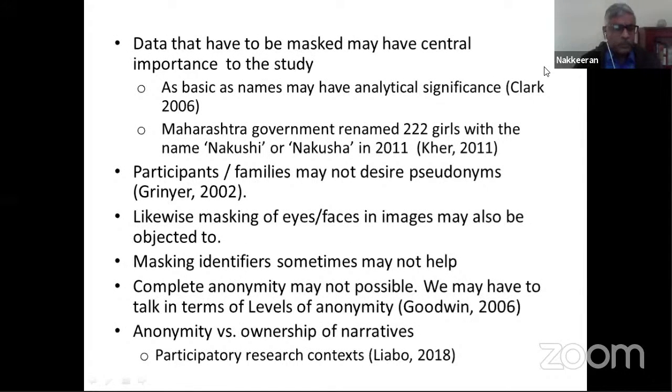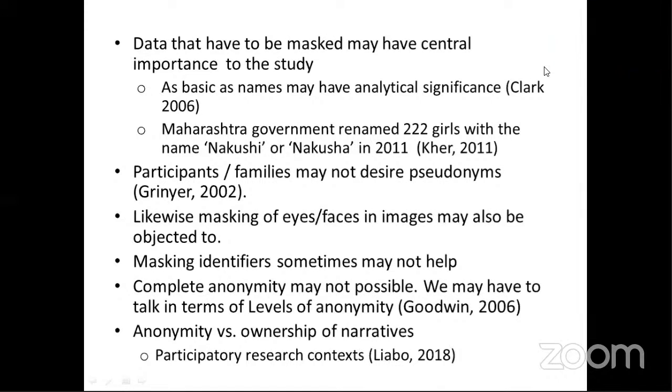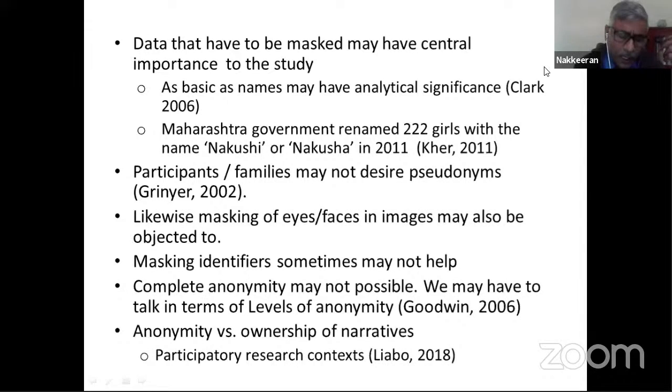Moving further. These research situations also introduce a lot of other problems, substantive problems for research. Often data that have to be masked may have central importance to the study. For example, issues of sexuality, issues of professional conduct. Even a name, as basic as a name, may have a lot of analytical importance in research.